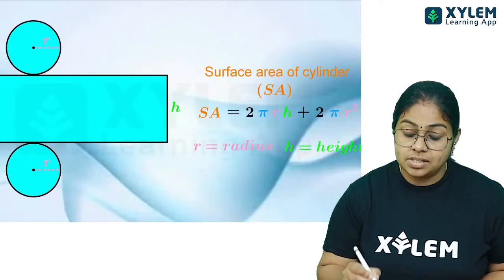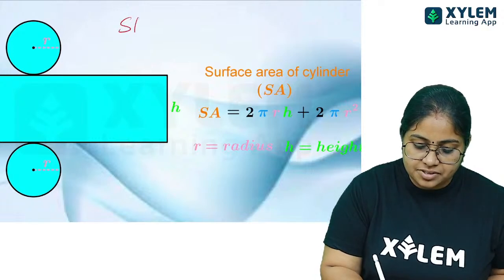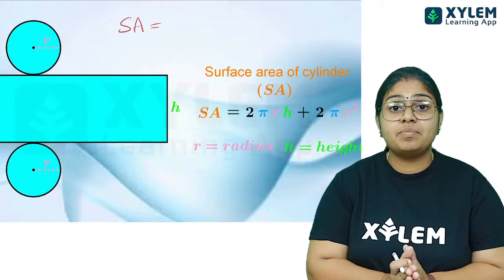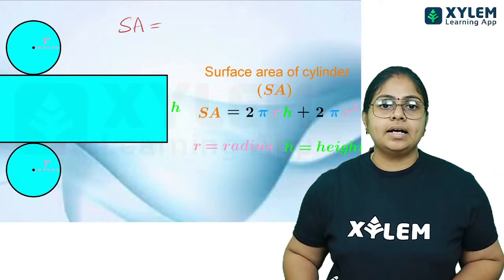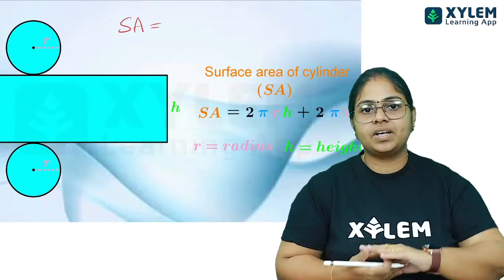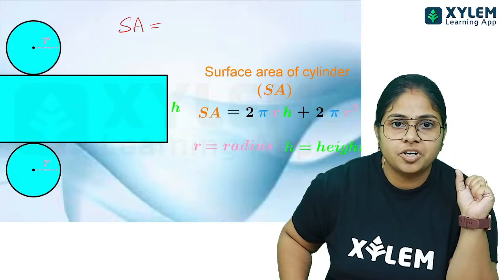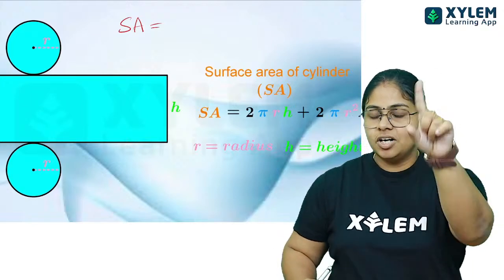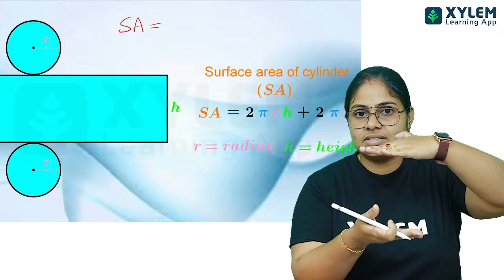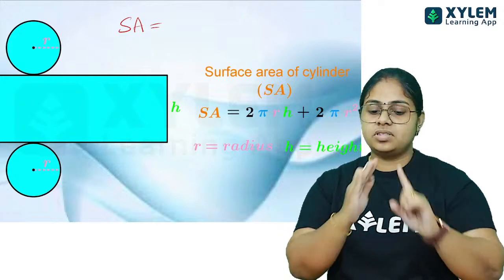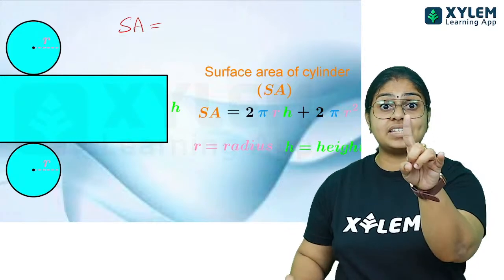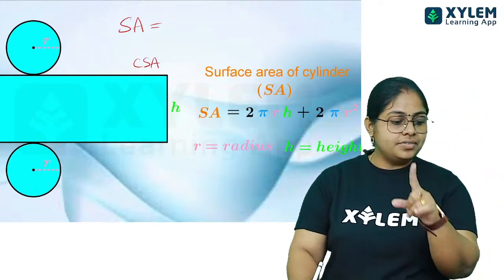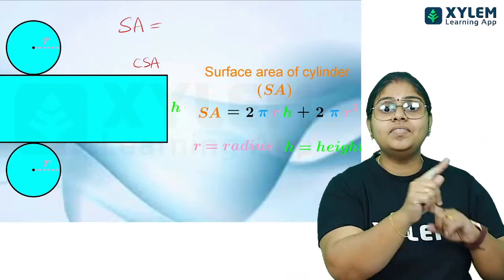Now we have the surface area of a cylinder. Listen children, the total surface area of a cylinder means 2 bases. Consider a bottle: the top and bottom are in the form of a circle, right? So one circle is here, one circle is here. And one more thing like this, we'll be saying it as CSA, curved surface area. There will be a curved shape.